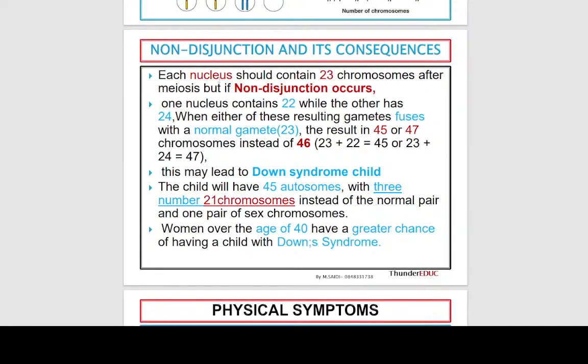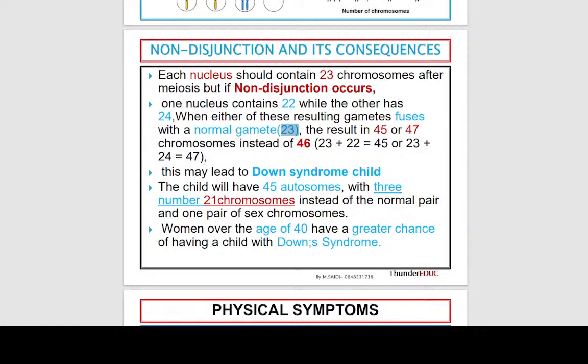This is what I said. Each nucleus should have 23 chromosomes after meiosis. If non-disjunction occurs, one nucleus will contain 22, and the other one will have 24. When either of these resulting gametes fuses with a normal gamete, 22 with 23 is going to be 45, and 24 plus 23 is going to be 47. It's either going to be 45 or 47. You understand? This is what I'm saying.